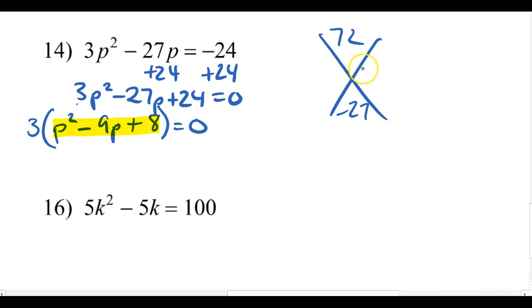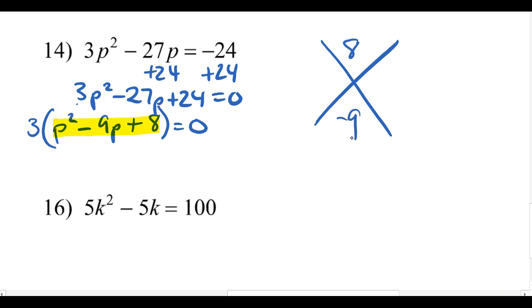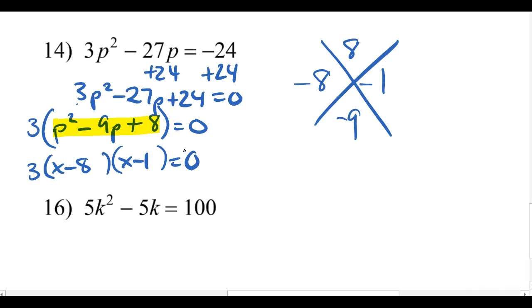So now let's do an x with that. So now I have 8 on the top, negative 9 on the bottom. And now let's see, 8 and 1. And they'll both have to be negative, because this is negative. Okay, so now 3, and I can go straight to my parentheses now, because that first number is 1. p minus 8, and p minus 1. And now my answers will be, x is a liar, so if it's negative 8, it's positive 8, and if it's negative 1, it's positive 1.